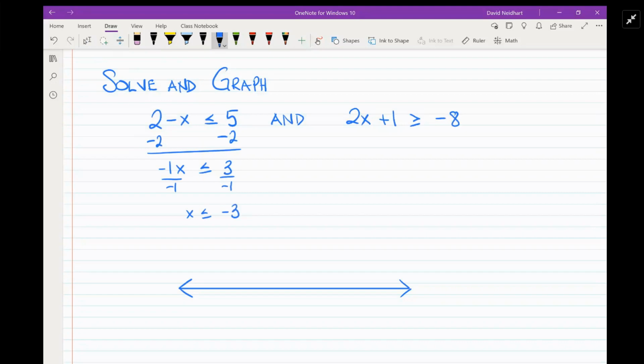But wait, we had divided by a negative. And so it's really greater than or equal to. The direction of an inequality sign always reverses if you multiply or divide by a negative.